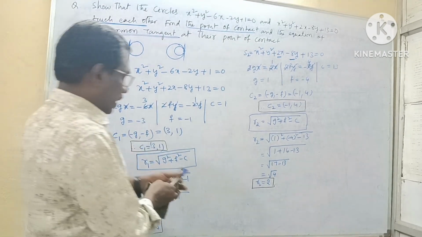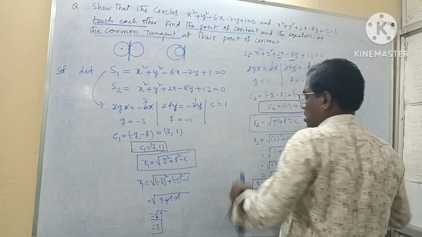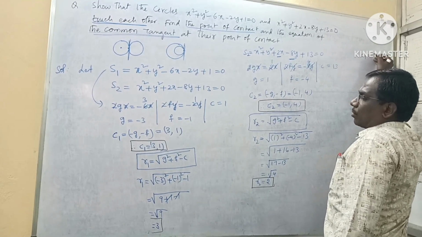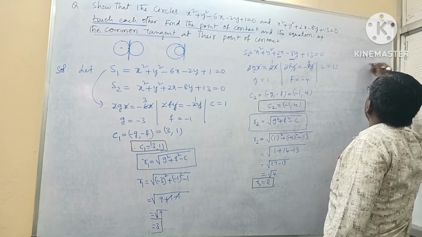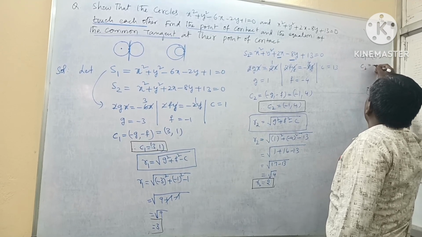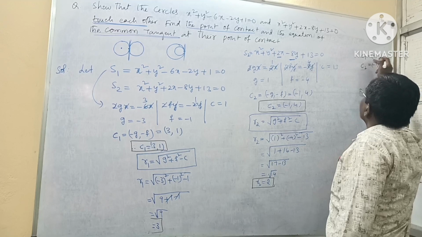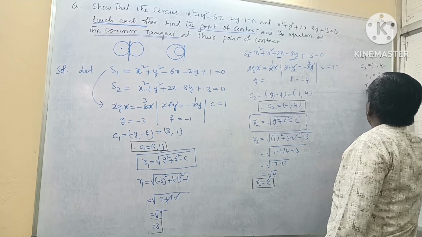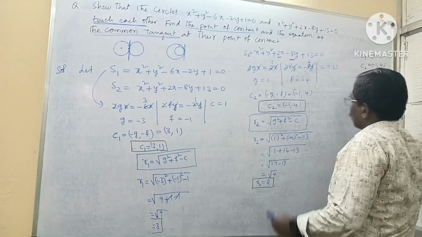So what is C1? C1 is equal to (3, 1). C2 is equal to (-1, 4). R1 is equal to 3. R2 is equal to 2.